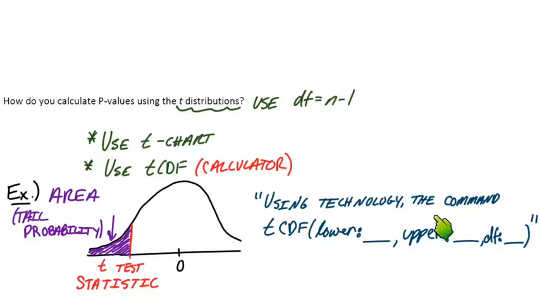I'm happy to see people use the calculator. Just a plug for the AP scoring here, you have to have those labels, right? Don't just put numbers in there and expect the grader to know what that means. So label what you use for the lower bound, the upper bound, and the degrees of freedom.